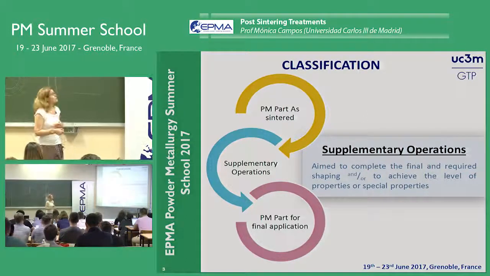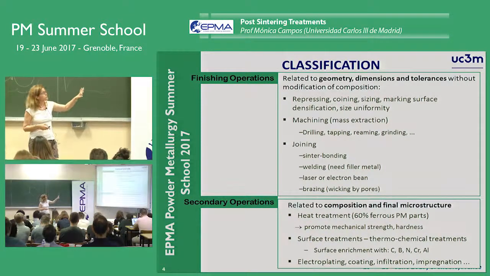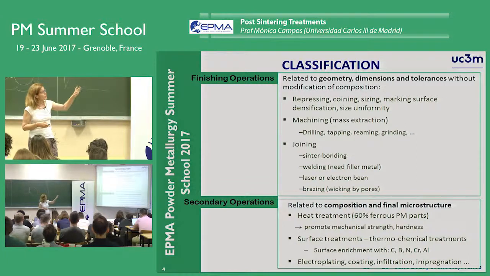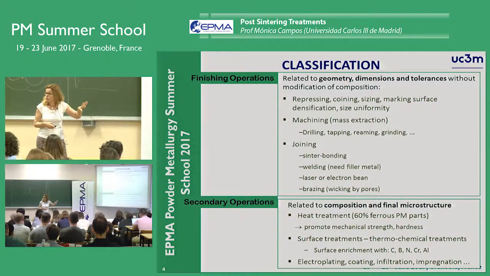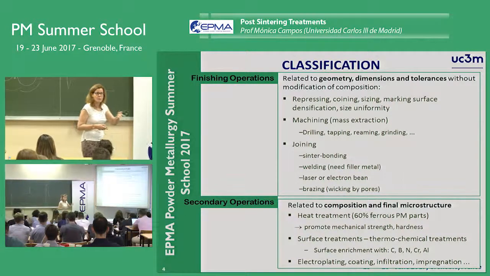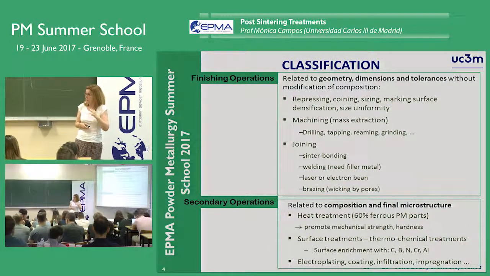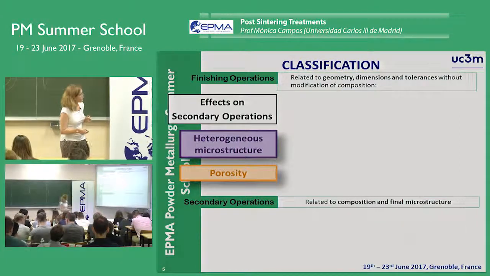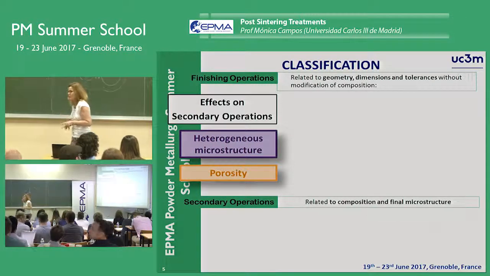This group of supplementary operations can be divided in two main groups. Those related to the geometry, dimensions, and tolerance can be repressing, coining, sizing, machining, or joining different parts. And the other group are related to those treatments that modify the microstructure, that affect the chemical composition, because maybe we can do a surface treatment to enrich the chemistry of the surface and then modify the final performance of our PM component.